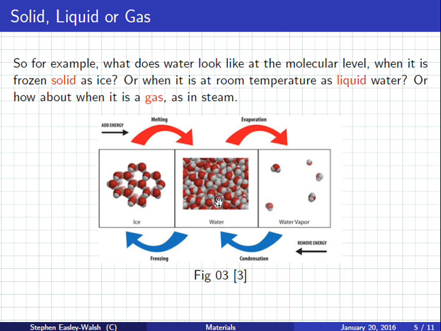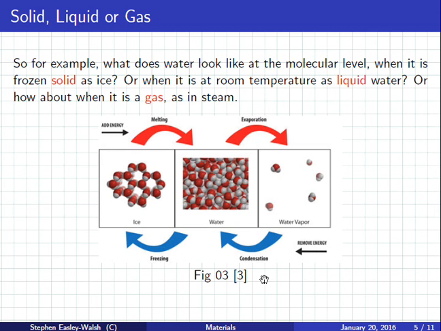So what does water look like at this molecular level when it is frozen solid as ice, or when it's a liquid, or even when it's a gas? They'll look different when it's a solid, liquid or gas. What you have here in the picture is water as ice. The molecules are quite tightly packed together and not really free to move, but they can vibrate. When it's liquid water, they're very close together and quite free to move. But when they are a vapor, a gas as steam, they're not close together and they're very free to move.